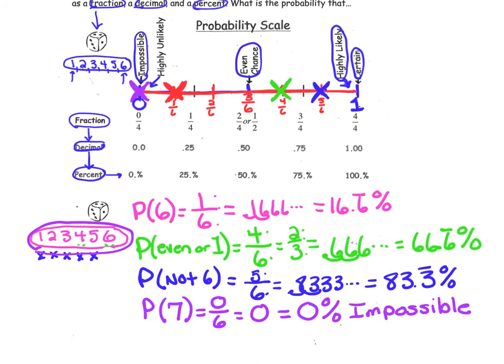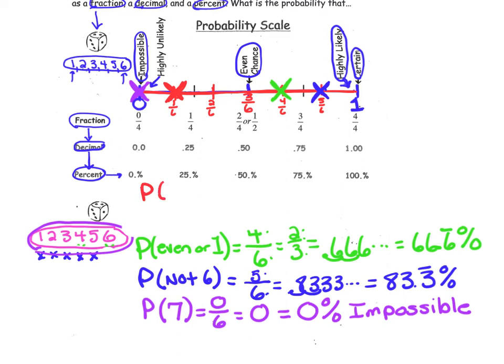On the other hand, we could come up with an event that's certain. For example, what's the probability of rolling not a 7? Well, if you look at your list, that's not a 7, neither is that or that. All of these outcomes are not 7. We would have a 6 out of 6 chance, or 1, or 100% chance of occurring, which would put us here on the probability scale.